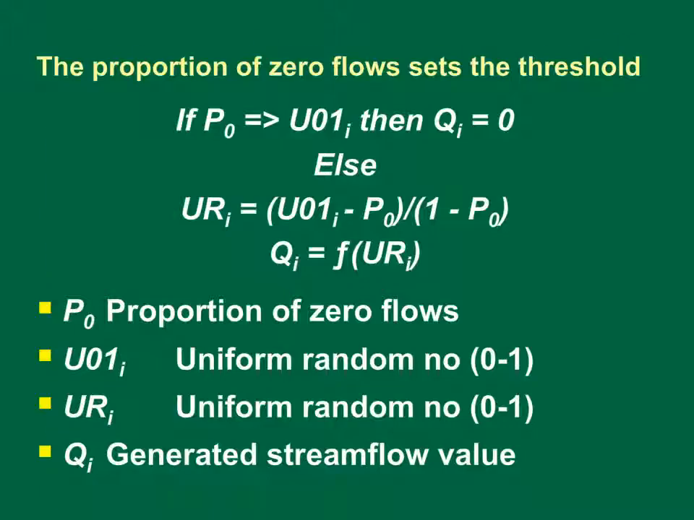The proportion of zero flows in the streamflow records sets the threshold for the proportion of zero pre-storm flows in the simulation. During each SELDM run, a uniform random number between 0 and 1 is generated. If the proportion of zero flows is greater than or equal to this number, then the pre-storm flow for that event is set equal to 0. If not, that uniform random value is rescaled to a uniform random number between 0 and 1 by using the proportion of zero flows. This rescaled number, UR, is used to calculate the pre-storm flow with the frequency factor method.